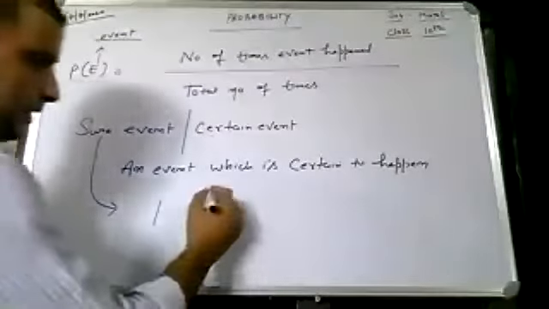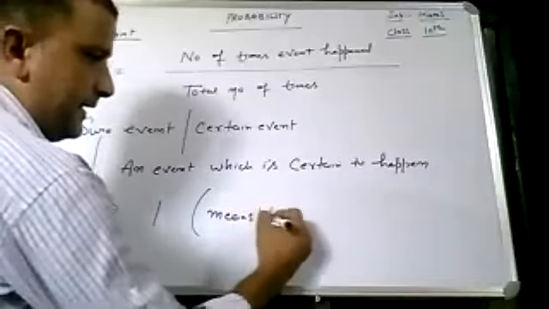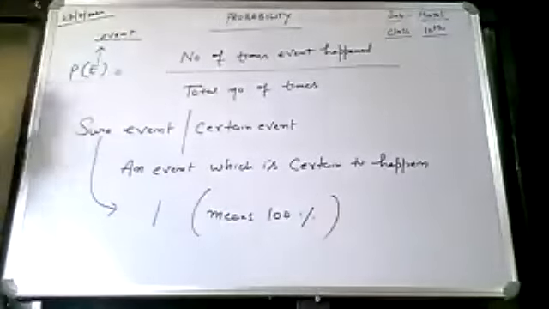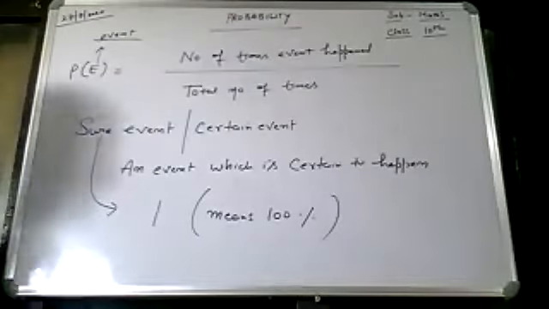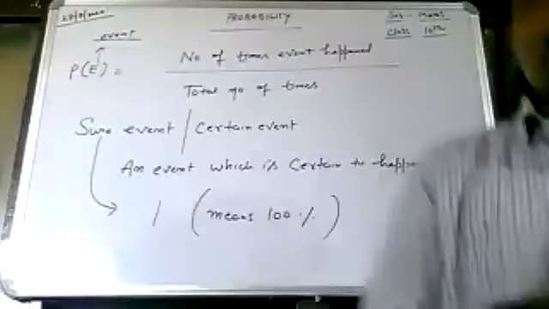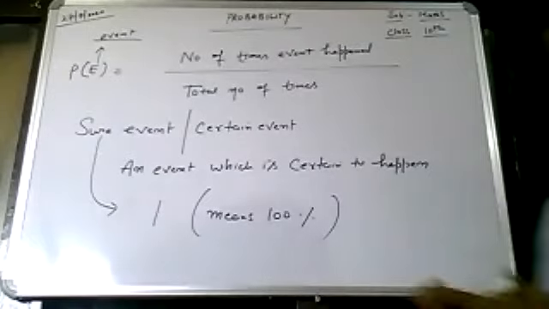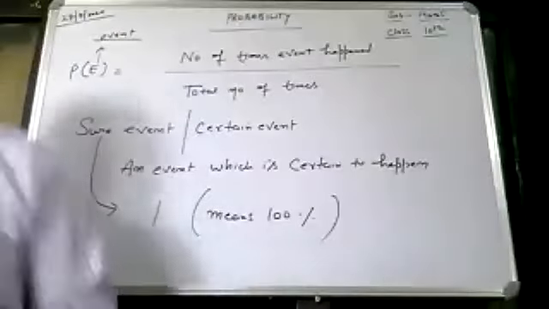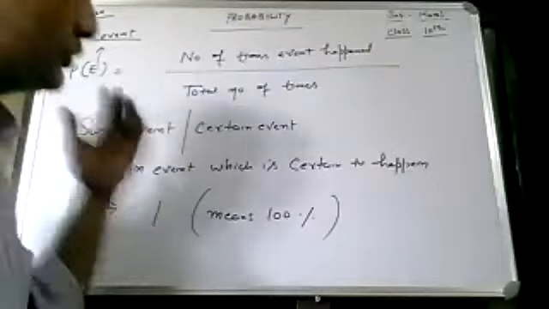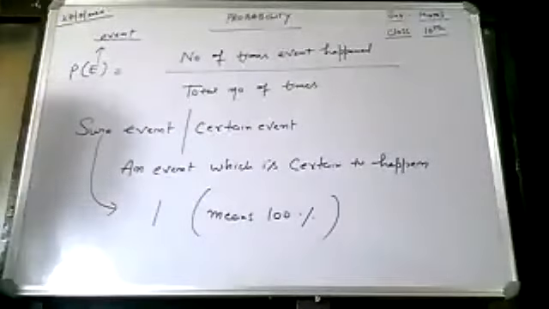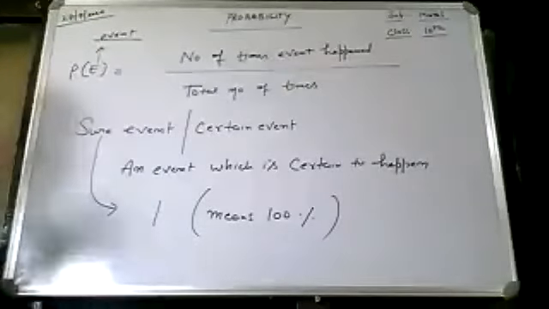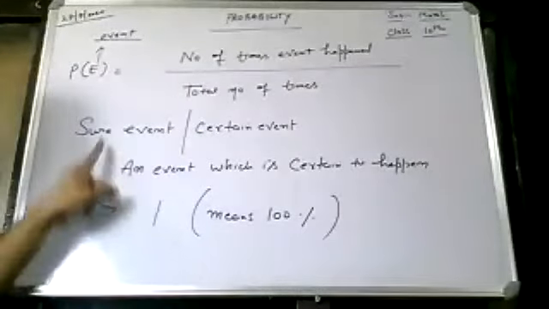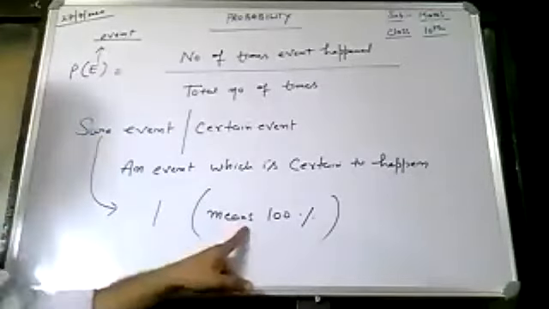Clear? 1 in probability means 100%. The event will definitely happen. For example, class, day is followed by night. It is a sure event. That is, probability is 100%. Earth revolves around the sun. This is a sure event. Probability is 100%, that is 1. The sun will rise in the east, a sure event, that is probability is 1. So such events will definitely happen, that is called a sure event or certain event, and the probability of a sure event is 1. 1 means 100%.